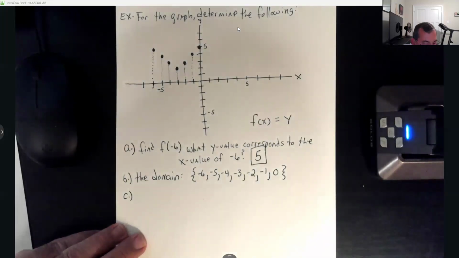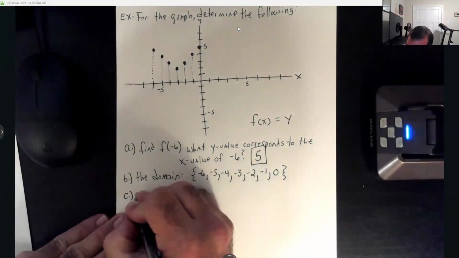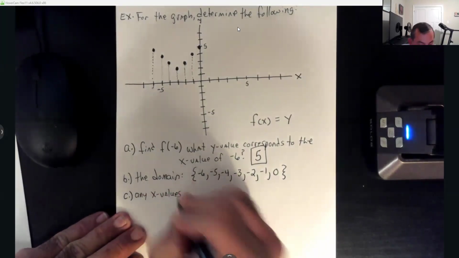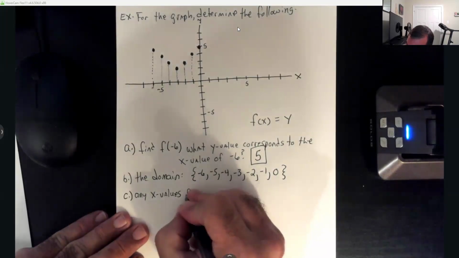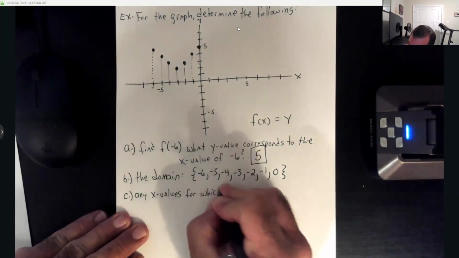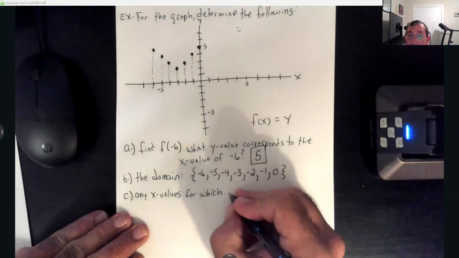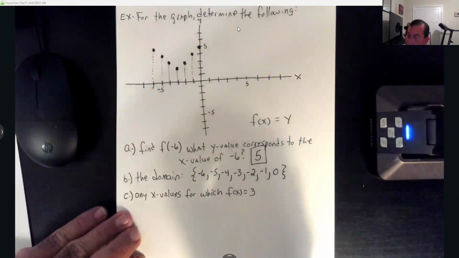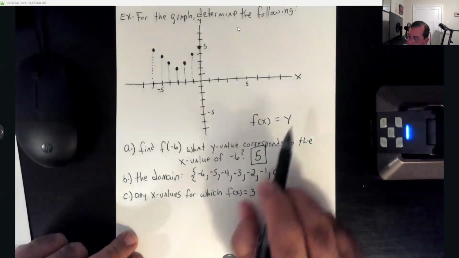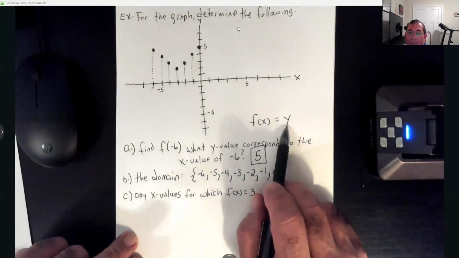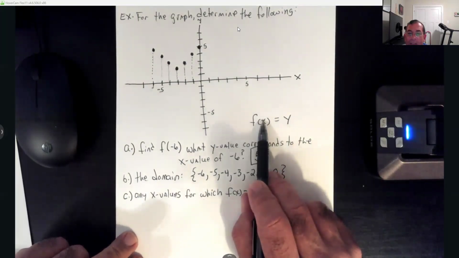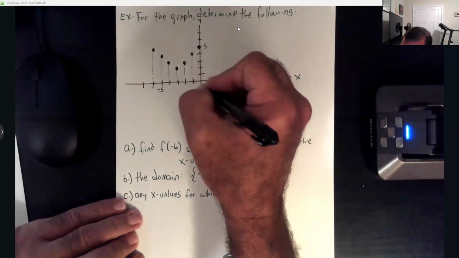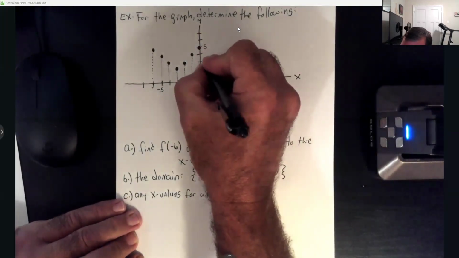So let's see what they want on part C. They want any x values for which f of x equals 3. So now they're giving me the y value of 3. They want to find what x values have a y value of 3. So we need to find 3 on our y-axis, which is right here.